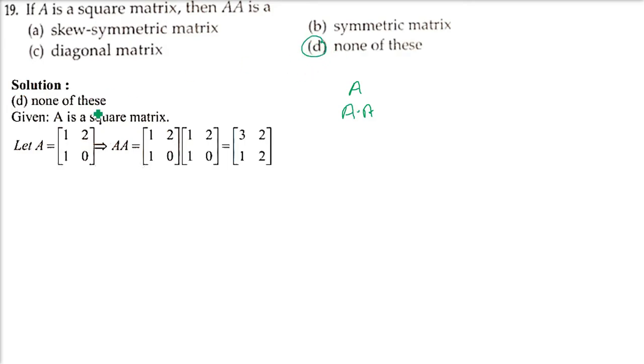Which one? None of these. Right? You can take an example 1, 2, 1, 0, multiply these two, and you get 3, 2, 1, 2. So A can be anything.